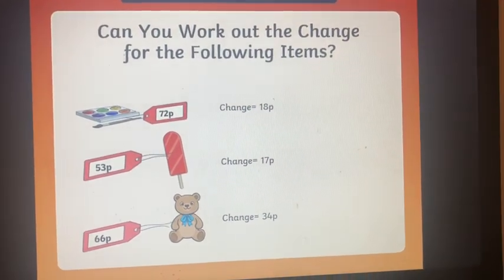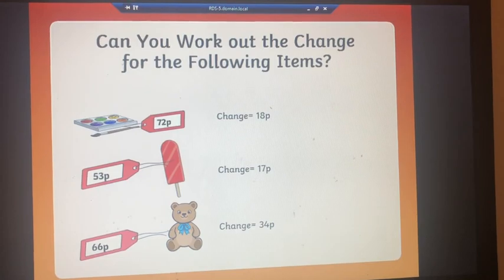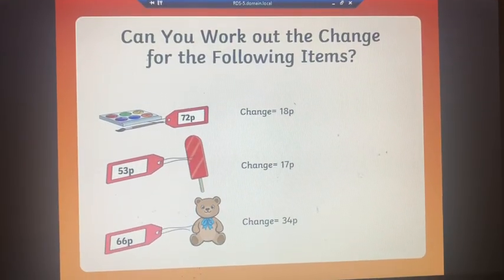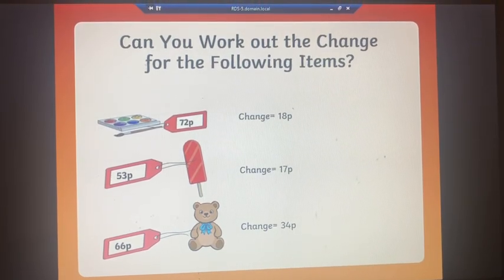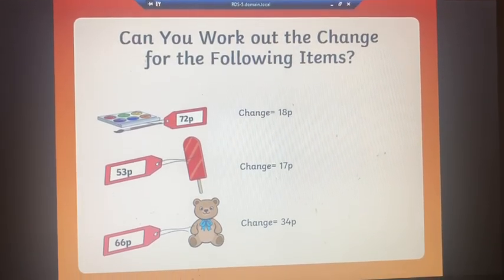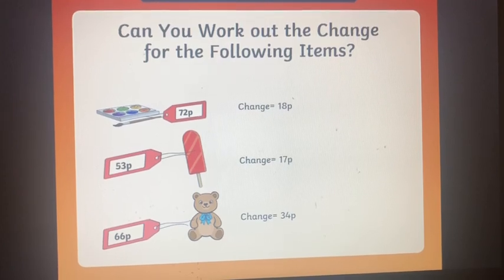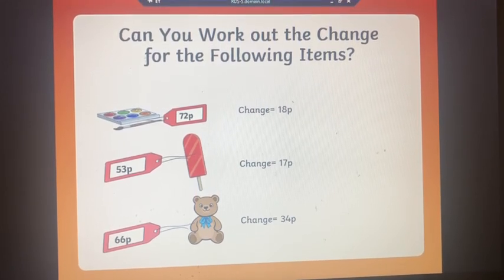So here are the answers to these three questions. So for the paints, which was 72p, you should have got 18p change. The lolly, which was 53p, you should have got 17p change. And the teddy bear, which was 66p, you should have got 34p change.